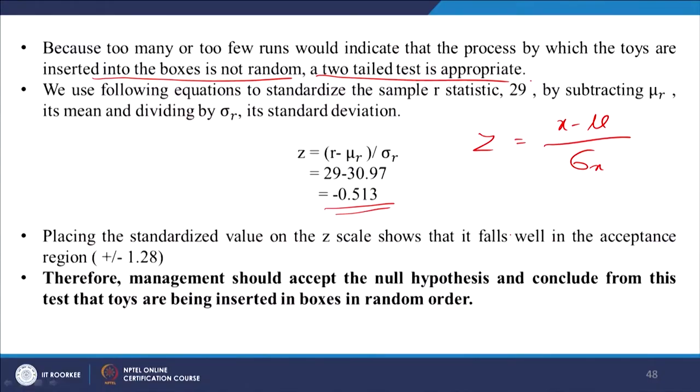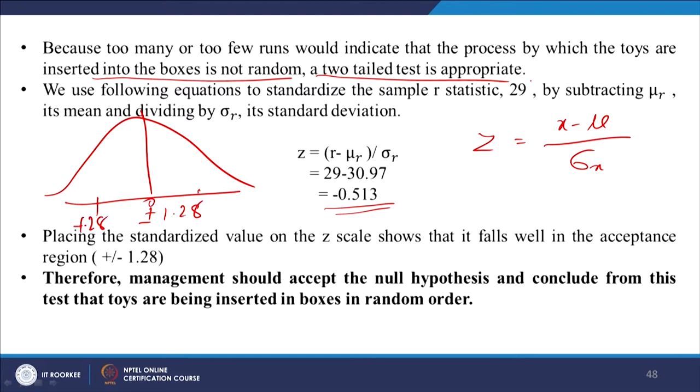Placing the standardized value on the Z scale shows that it falls well in the acceptance region. Now, what is my acceptance region? Z plus or minus 1.28, this is 0. So, this is minus 1.28, plus 1.28, right. So, where is our value lying? Towards the minus side, minus 0.5. So, that means what? Therefore, what should the management do?